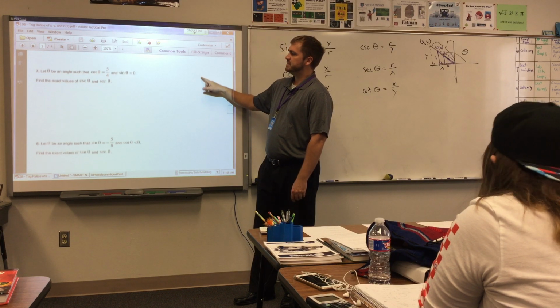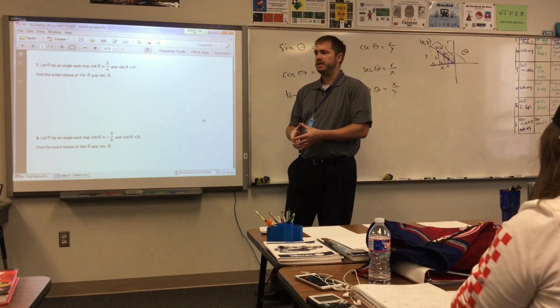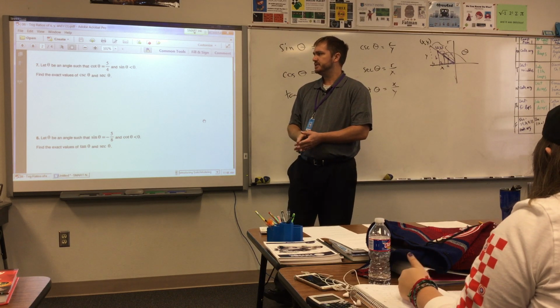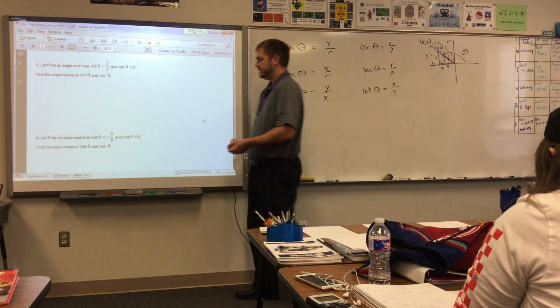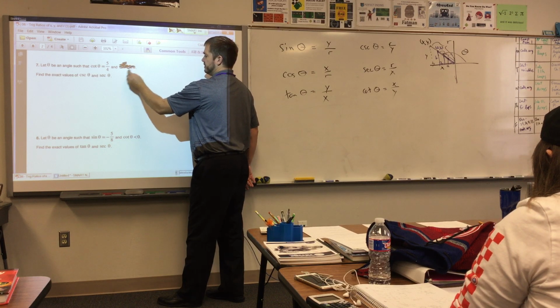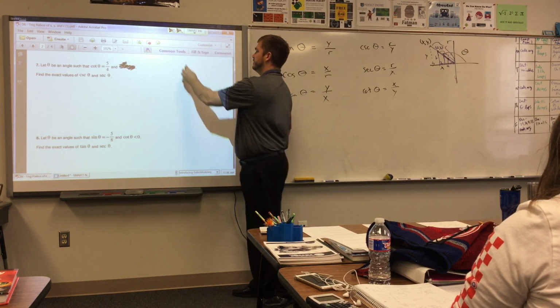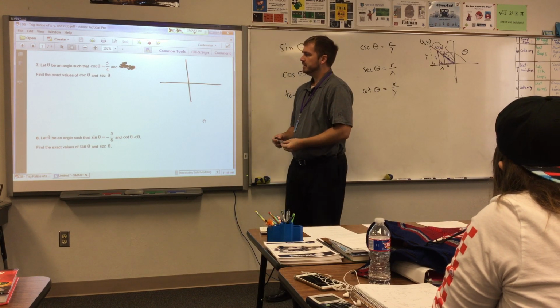Let's skip down, though, to number 7. Number 7 is a great question. It says, let theta be an angle such that cotangent of theta is 5 over 4, and the sine of theta is less than 0. Now, I'm going to temporarily cover up this piece of information right there, just so we can enter into a dilemma.